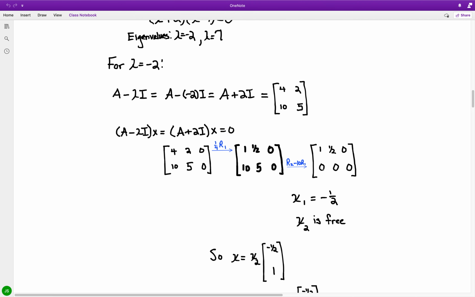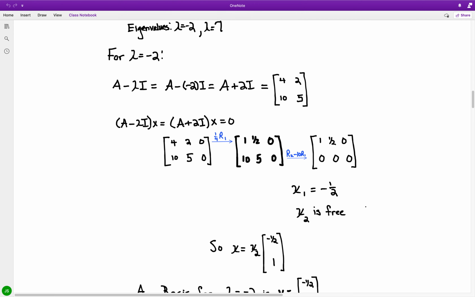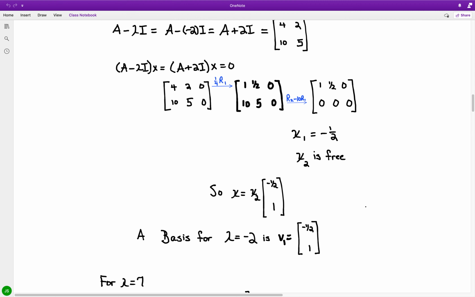It turns out that x2 is a free variable, and x1 is equal to -1/2 x2. So we have x equal to x2 times the vector -1/2 and 1. And we have a basis, not necessarily the lone basis, but a basis for lambda equal to -2, which is the first eigenvector, -1/2 and 1.